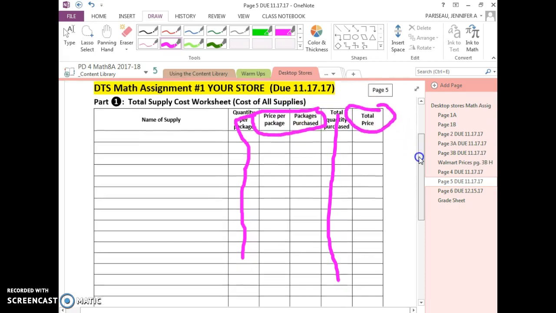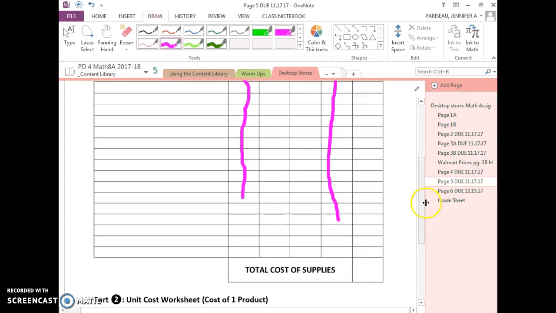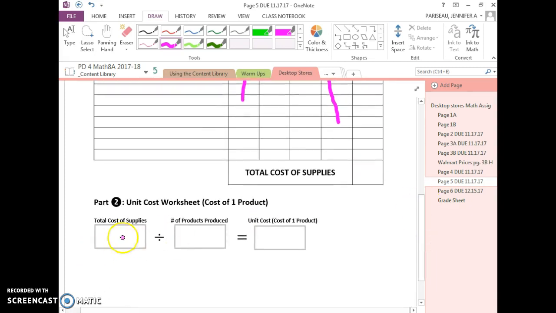So, find out your cost of supplies, use that to determine how many products you're making, and what it is going to cost you to make just one item. And from there, that should help you predict what you're going to do for your price. That should get you started. We have Tuesday, Wednesday, Thursday, and it's due on Friday, but I can give you some class time on Friday even if you've got questions.